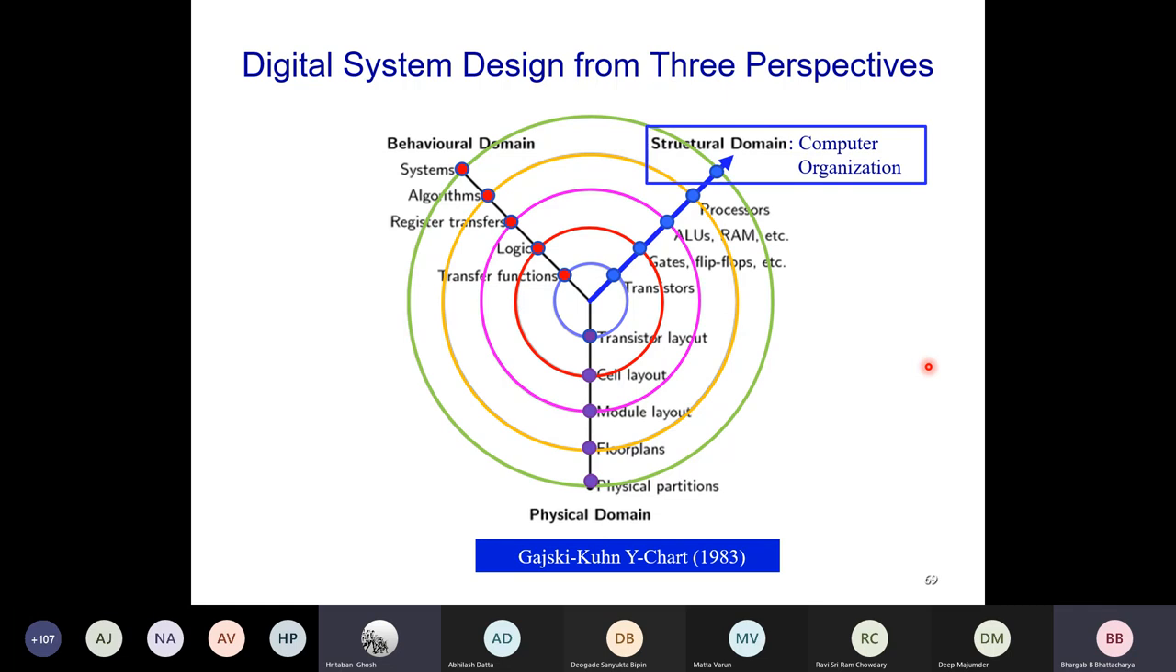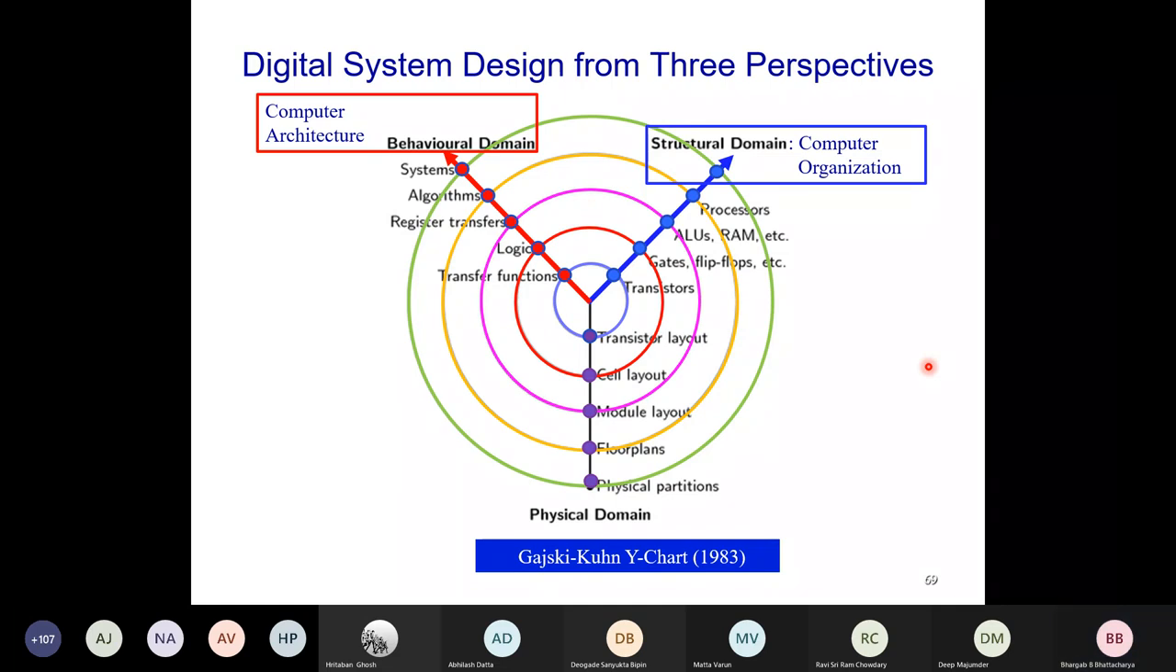The behavioral domain will be computer architecture. Yes, correct. And the structural domain is computer organization. You already talked about that, right? Processor, ALU, gates, transistor, because the hardware components. Behavioral domain, you are correct. That defines the computer architecture.